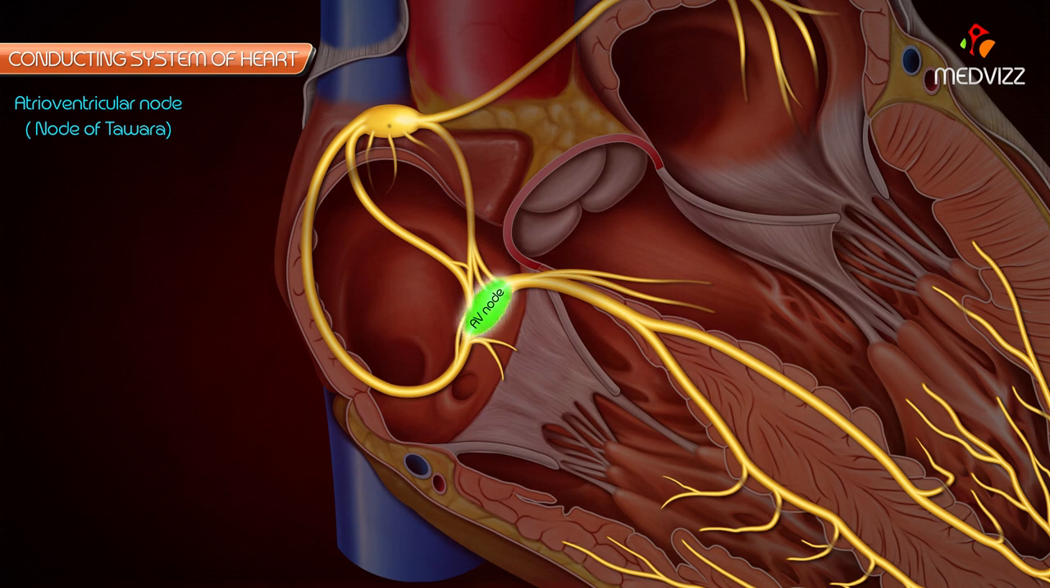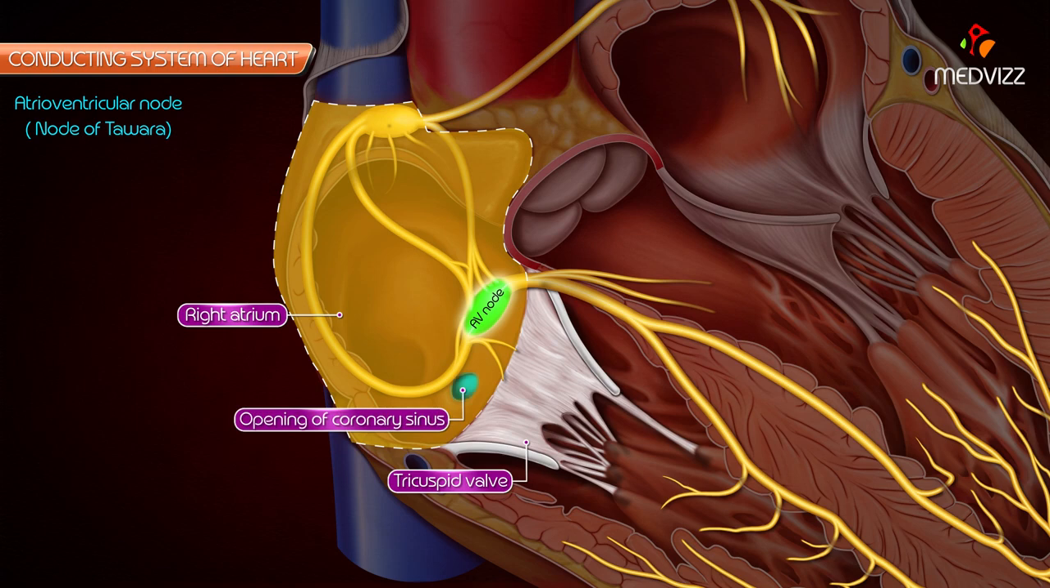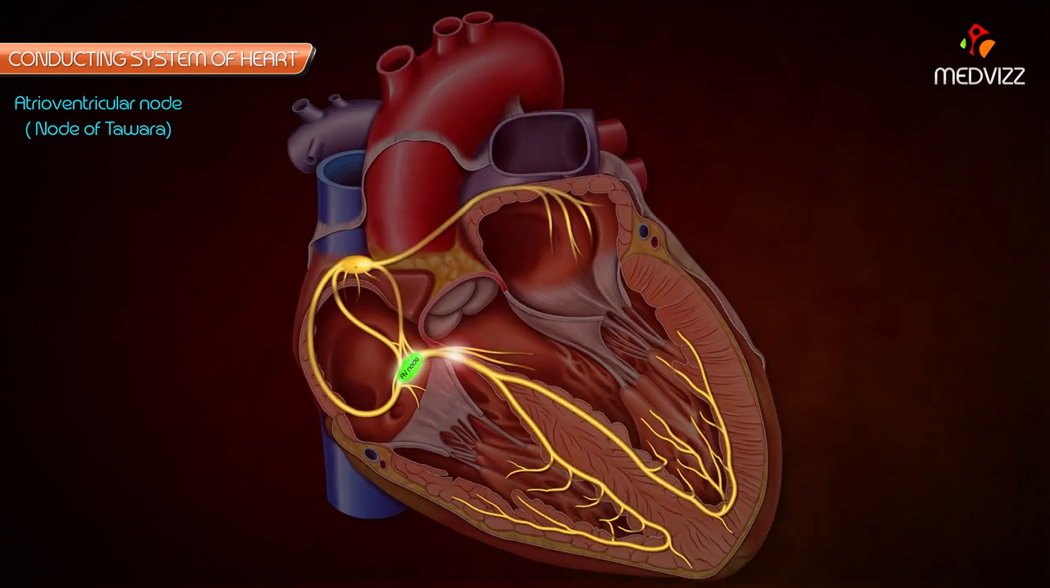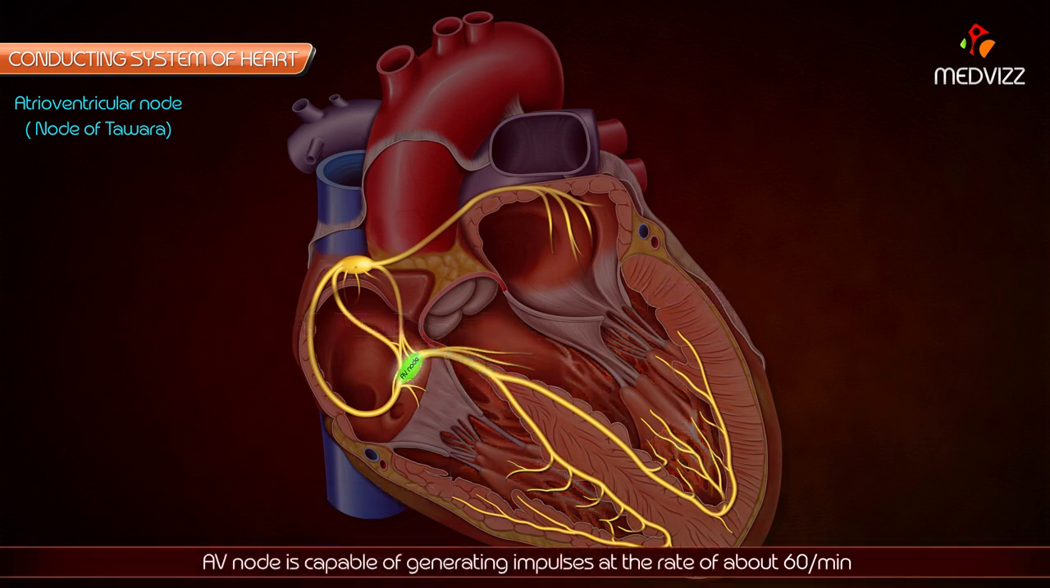Atrioventricular node is also known as node of Tawara. It is smaller than the SA node and is located in the lower part of the atrial septum, just above the attachment of septal cusp of the tricuspid valve or opening of the coronary sinus. It conducts the cardiac impulse to the ventricle by the atrioventricular bundle. The AV node is capable of generating impulses at a rate of about 60 per minute.